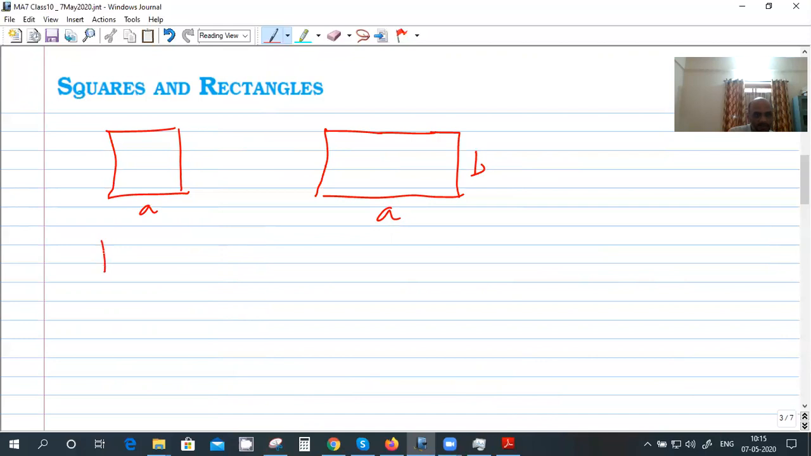What is the perimeter of a square? 4 into A. And the perimeter of a rectangle? 2 into A plus B. Okay. And what about the area of a square? The area of a square is side into side, A into A.